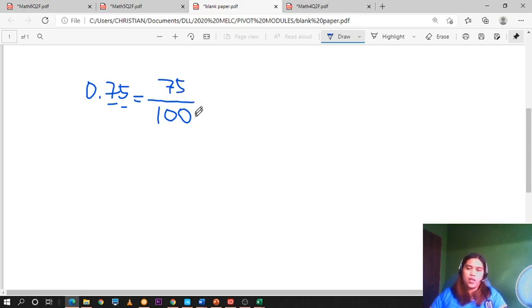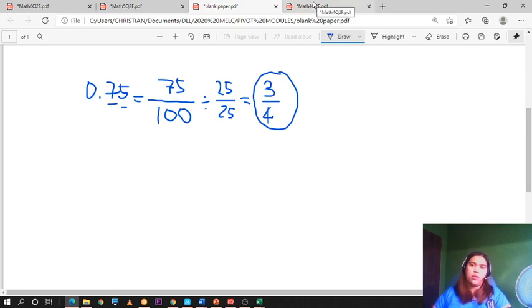Pero, hindi pa yan dyan nagtatapos. Kailangan isimplify natin siya. Saan ba pwedeng i-divide ang 75 and 100? So, pwede siya sa 25. 75 divided by 25 is 3. 100 divided by 25 is 4. So, ito na yung ating magiging answer. So, 3/4. So, yun ang answer sa number 1.